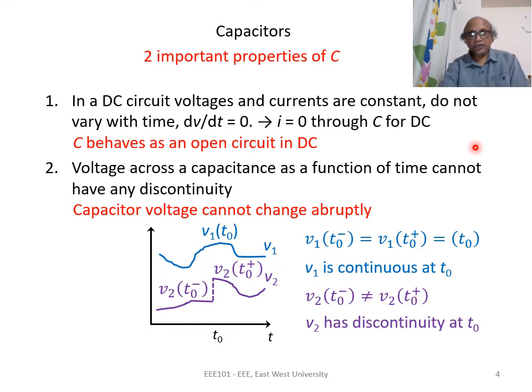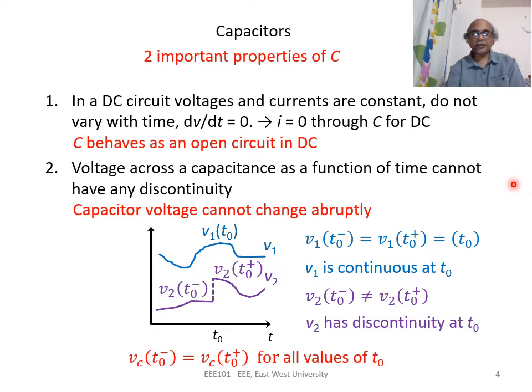The condition of statement 2 can be mathematically expressed in this way. If we choose any time t naught, the value of the capacitance voltage just to the left of t naught and the value just to the right of t naught are always equal, implying that the capacitance voltage does not have any discontinuity at any time.